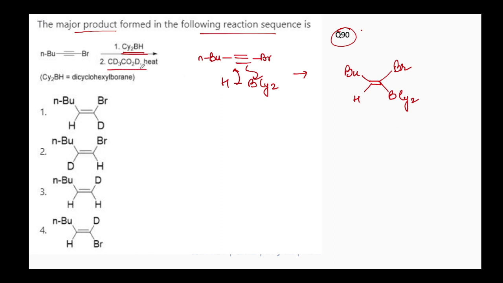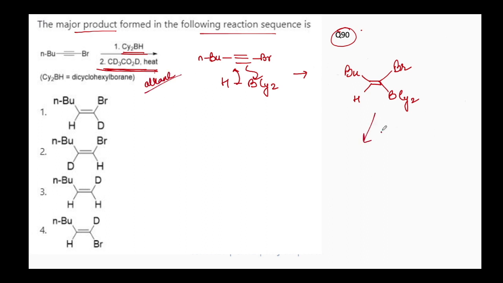Now, oxidation is not given. We are not having oxidation. This is acetic acid, deuterated acetic acid. Now, there are three or four different reactions for the hydroboration. If you provide H2O2 and OH minus, that is going to give you the alcohol. If you are doing the acetic acid, that's going to give you the alkane.